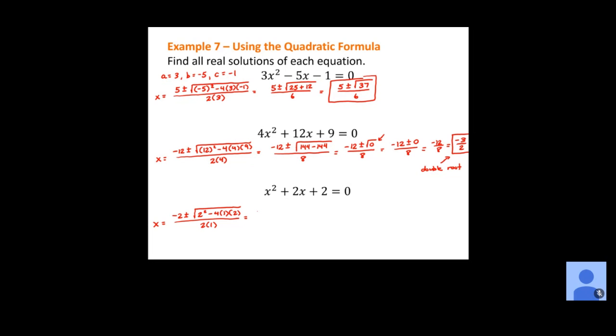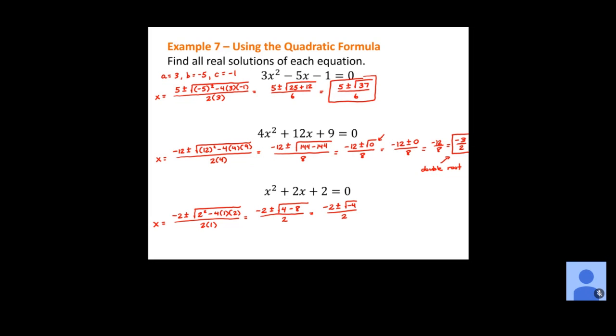All right, so from there, negative 2 on the outside, plus or minus the square root. 2 squared is 4. Negative 4 times 1 times 2 is going to give us a negative 8. And then 2 times 1 in the denominator is just 2. When we subtract here, 4 minus 8 is going to give us a negative 4. So we get negative 2 plus or minus the square root of negative 4, all over 2.